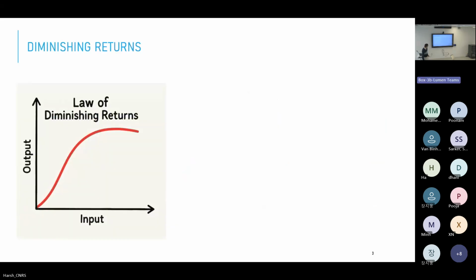So the first thing that I want to highlight is something simpler. My goal here is to give you an overview of what we want to do. And therefore, what we want to investigate is how does the law of diminishing returns work?